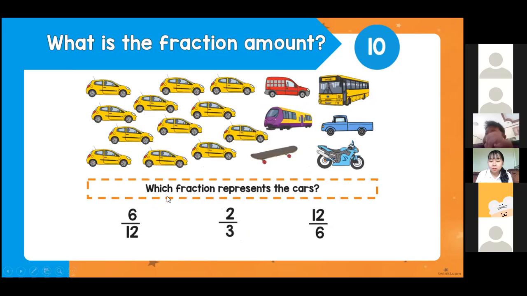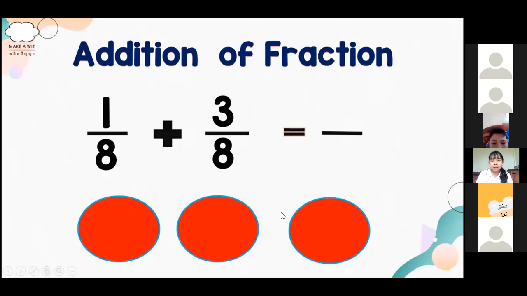Which fraction represents the car? We have 12 cars something. Which fraction represents the car? Two-thirds, that is correct. Now, revision. Addition or fraction?